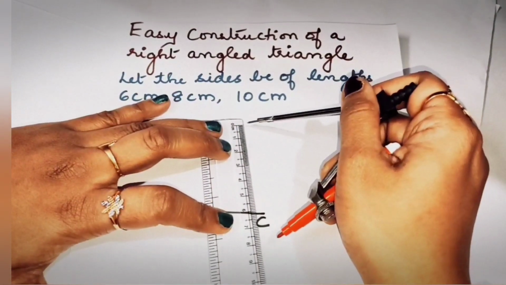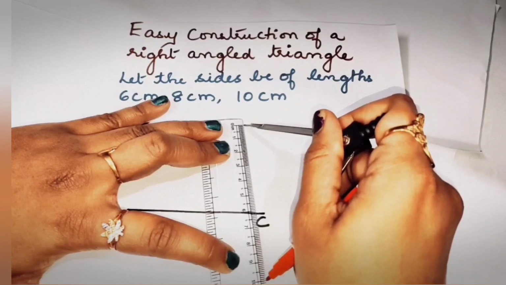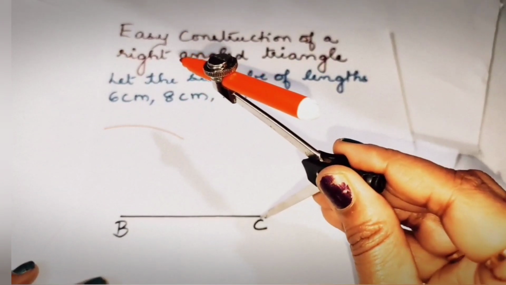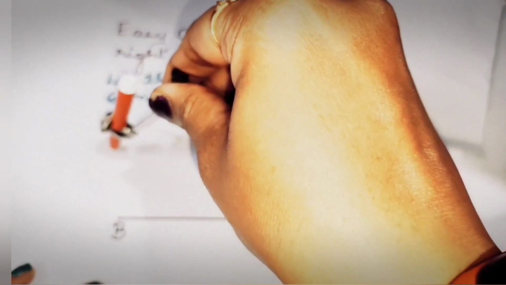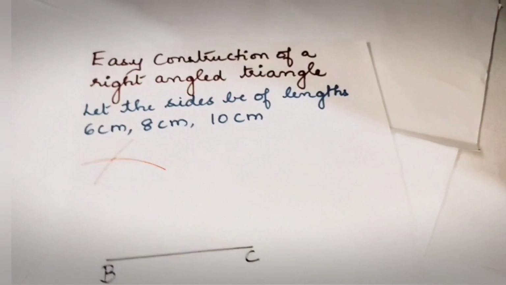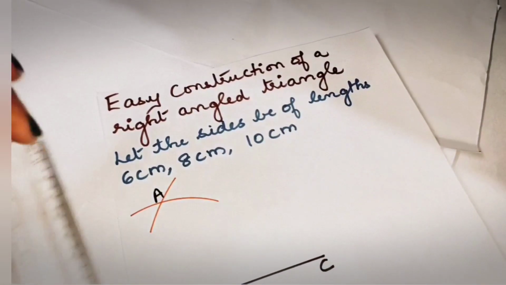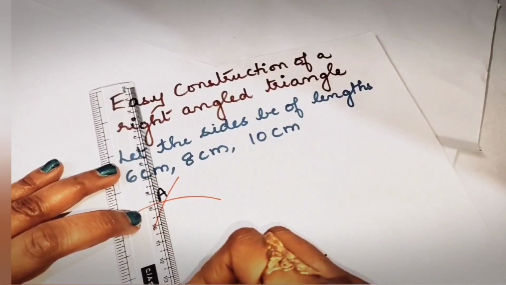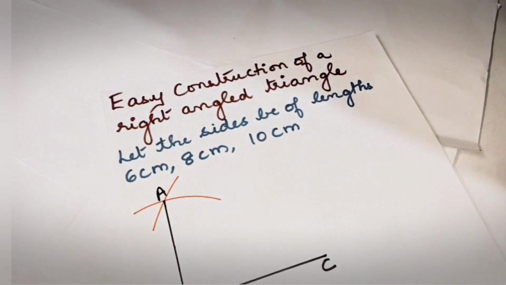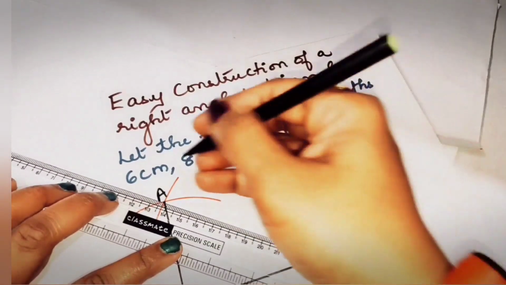Moving on to the last measurement. Measure 10 centimeters on the compass. Center the compass at C and draw an arc so that it cuts the previously drawn arc. Now let that point be called as A. So now we join BA as well as AC.